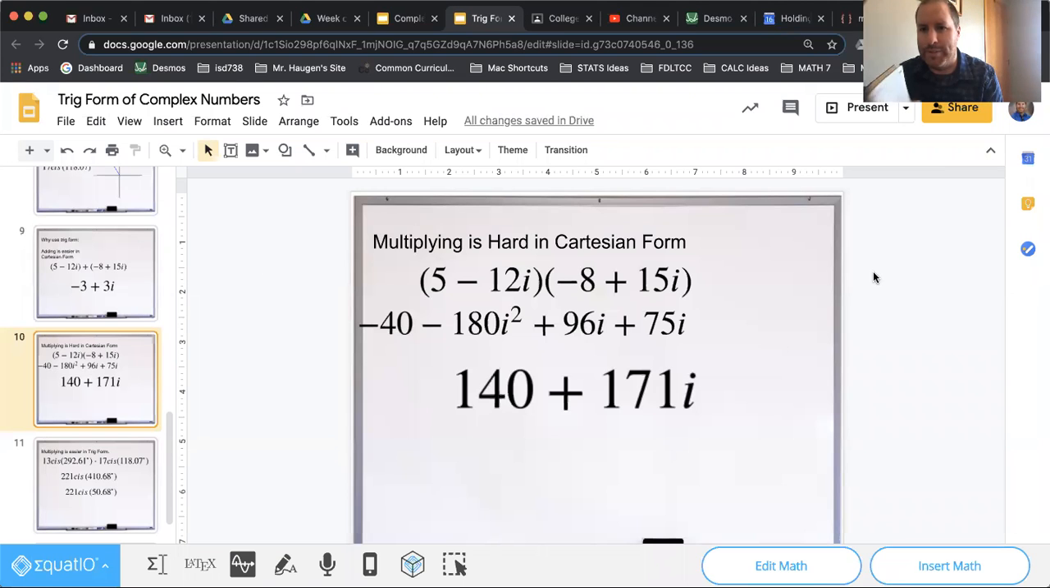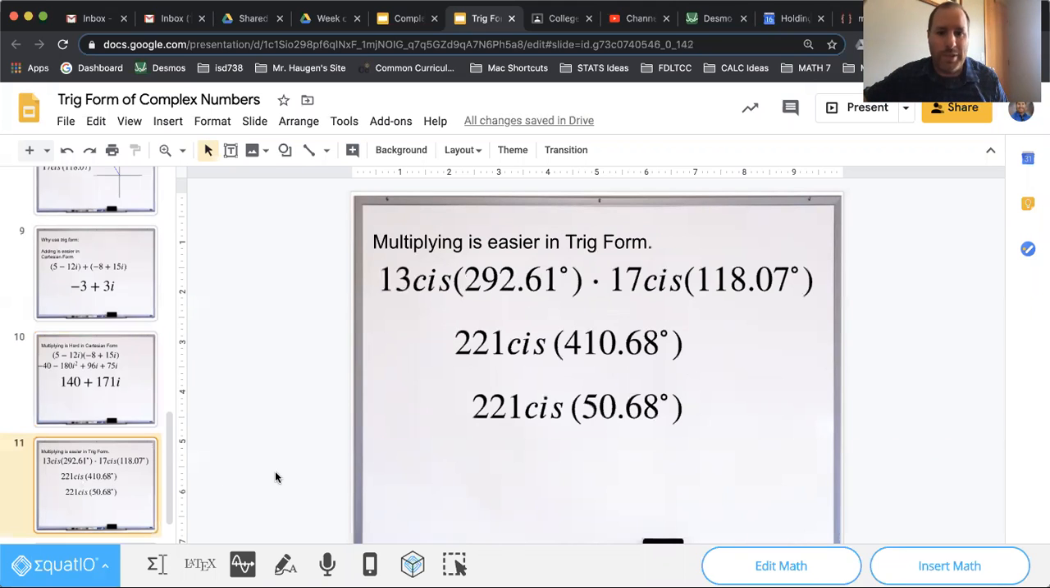So let's go here. I'm just going to put that in the calculator. 221 times cosine of 50.68, right? And 221 times sine of 50.68. And what we get is pretty much the same thing. I mean, yeah, rounding errors are off a little bit in there, but it's still 140 plus 171i, which is exactly the same as what we found in here, right? It's exactly the same thing. Sorry, I just realized that you guys weren't able to see the computer screen. It's exactly the same thing as we find when we actually multiply them out. It just makes it a little bit easier.